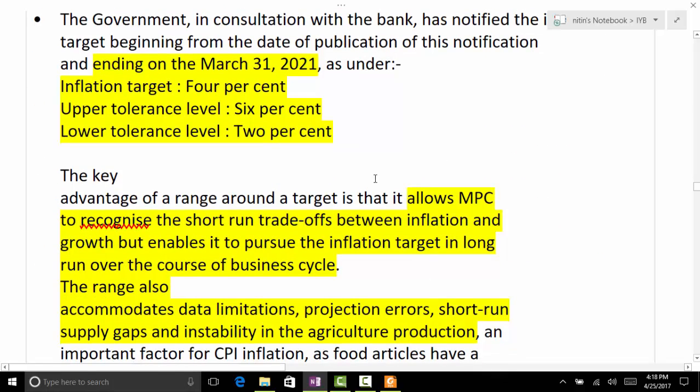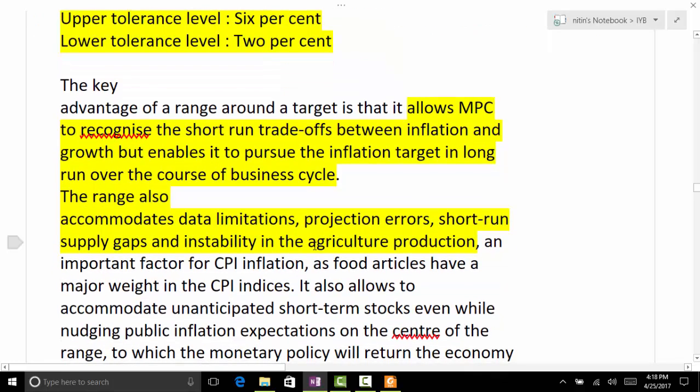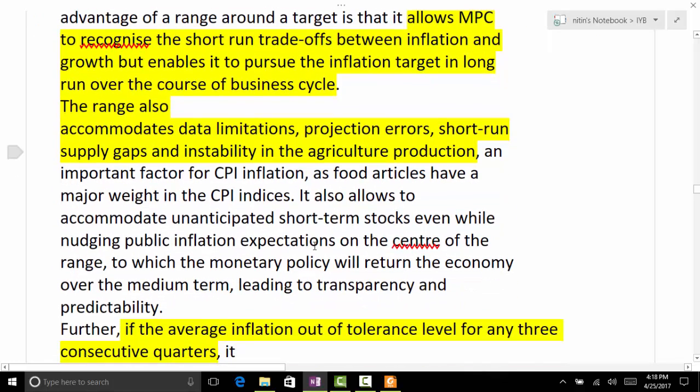Good. So again, target 4%, tolerance limit 2%. So 6% and 2%. If it does not follow this for 3 consecutive quarters, the same thing: it has to report why not and what should be done.